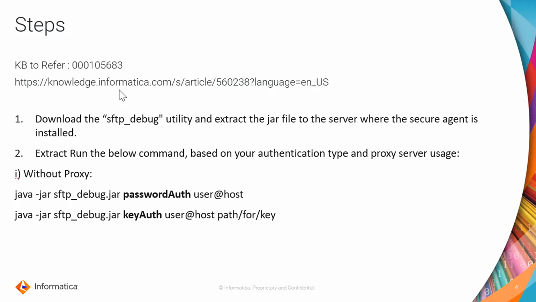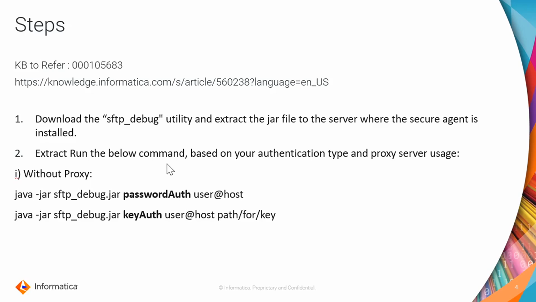Let's see how to configure this tool now. You can refer to this KB for the written steps. In the first step, you need to download the SFTP debug utility that is attached in the above KB and place it in the server which has secure agent machine, or if any other server you want to test the connectivity from, you need to place it in that particular server.